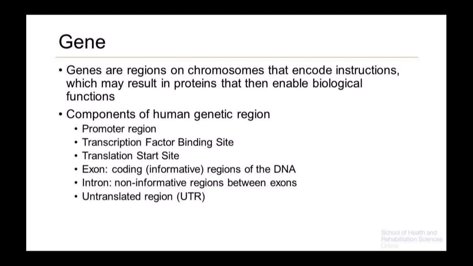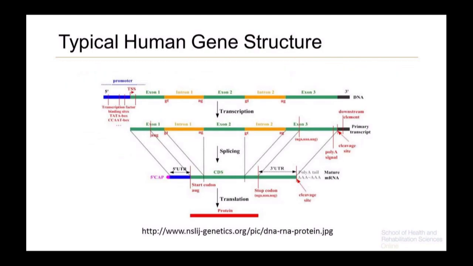A gene has many components, such as a promoter region, transcription factor binding sites, translation start site, exons, introns, and untranslated region. Here we have a picture for a typical human gene structure. This is a segment of the DNA sequence.